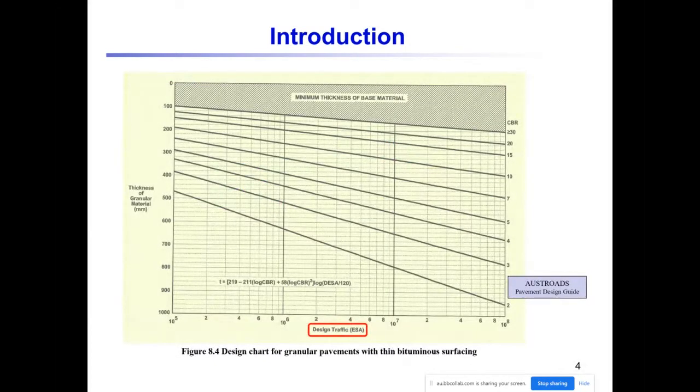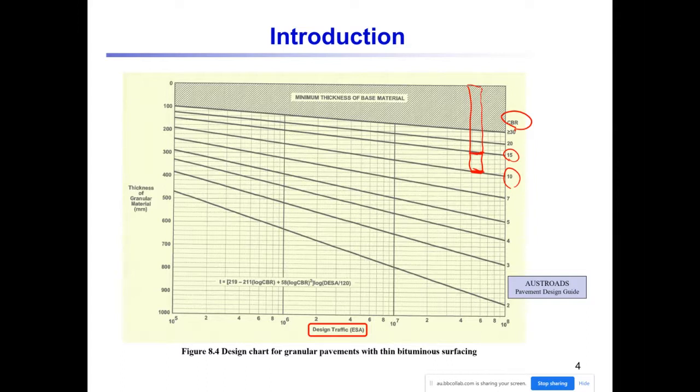This is the chart from Austroads for empirical design of pavement. If you look at this table and this chart, the vertical axis on the right-hand side is CBR. When the CBR value is decreasing, for example, from 15 to 10, the thickness, which is this distance, should increase from this value to this value.